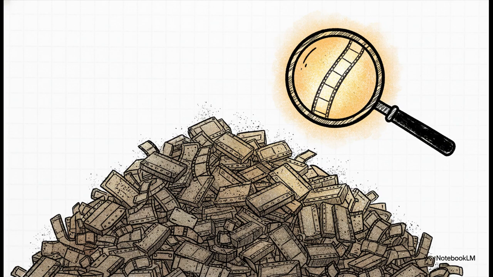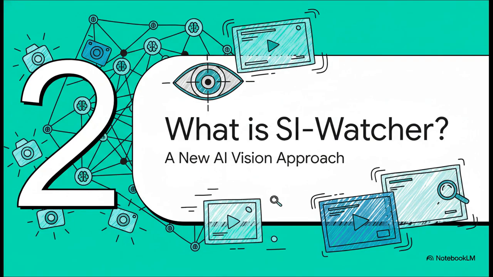What we really need is something automated, something smart that can spot that one crucial moment, that needle in the haystack, in real time. And that is where SI Watcher comes into the picture. This is a totally new way of looking at video analysis. The whole idea is to change our cameras from just being dumb recorders into active, smart observers.